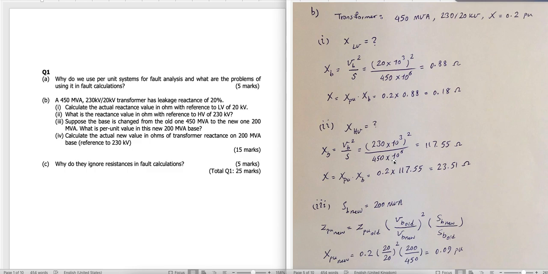Now, section 3 is about changing the base. The main or original base was 450, which was the rated power of the transformer. But this time they say change it to 200 megavolt-amperes. In this exam, we didn't change the voltages. Maybe in your exam, you will also be asked to change the voltages. So when you use that big formula to convert from an old per unit impedance to a new one, you also need to include the voltages.